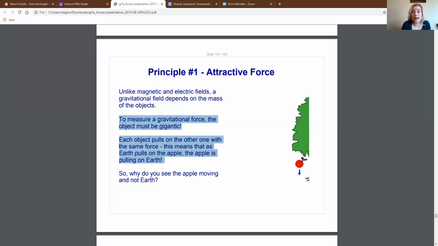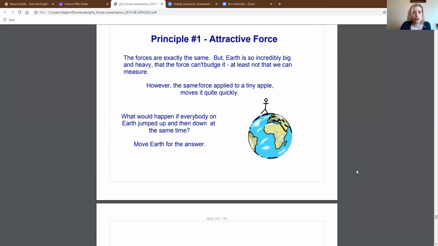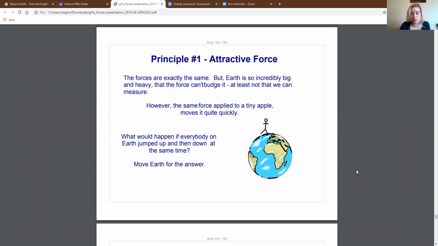All right, moving on. Again, if anytime during this video you're not finished, just pause it, finish your notes, and then replay the video. Okay. So the forces are exactly the same. So again, why don't we see the Earth moving, but we see the apple, or we see the marker, but not the Earth? But Earth is so incredibly big and heavy that the force can't budge it, at least not that we can measure. However, the same force applied to a tiny apple moves it quite quickly.